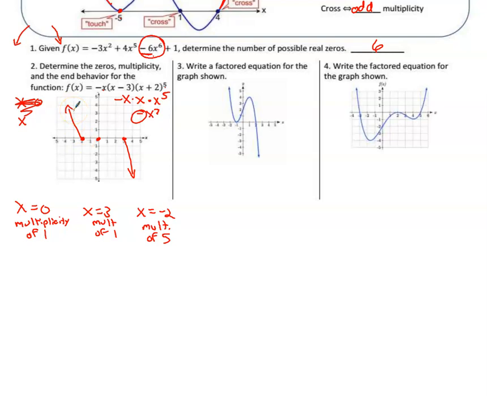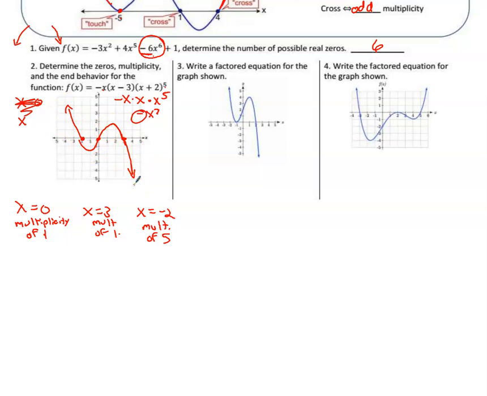And now we know at an odd multiplicity it has to cross through. So here it's going to cross through, and here it's going to cross through. I don't know how high or low to make these max and mins. I'm just making a general sketch of the general direction it goes. And this one goes up on the left and down on the right and only had 3 zeros.